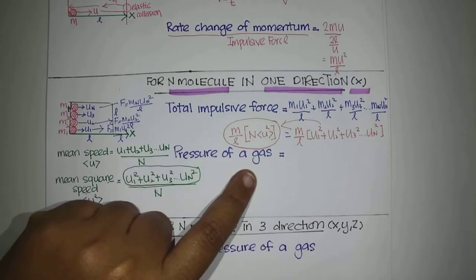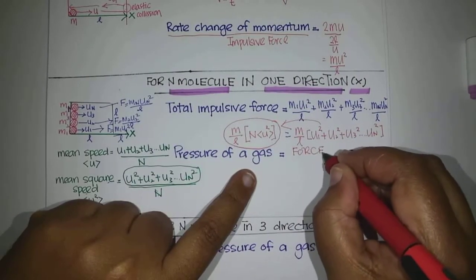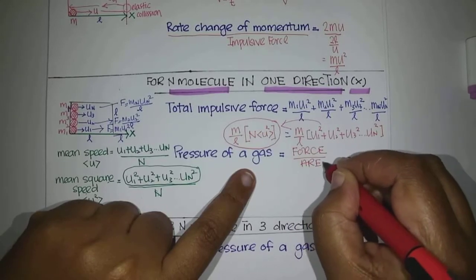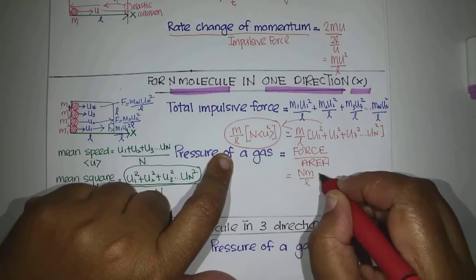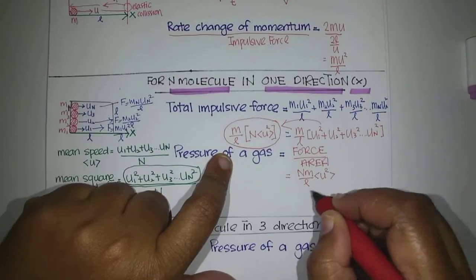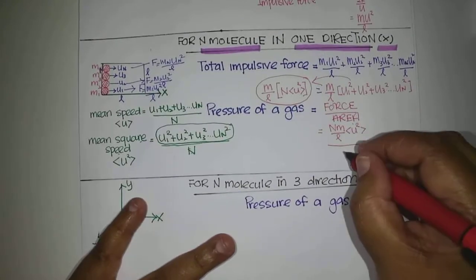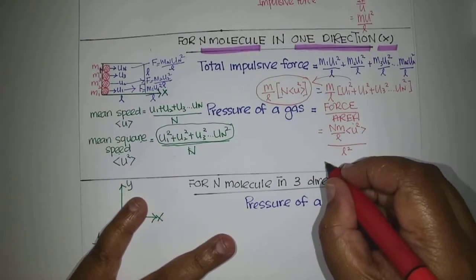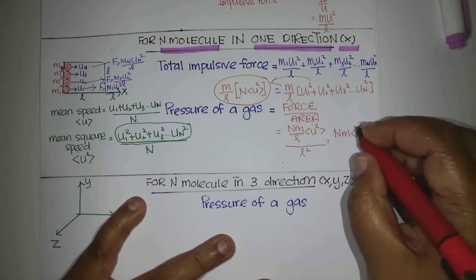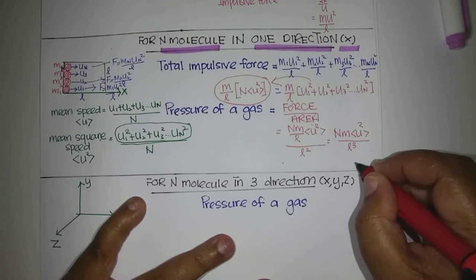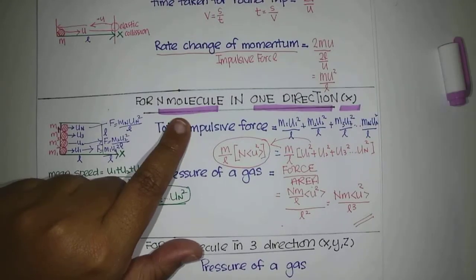Pressure of a gas is force over area. So force will be N m over L times mean square speed, divided by the area, which will be L times L, which is L square. So you will get your formula as N m mean square speed over L cube. This is the pressure of a gas for N molecules in one direction.